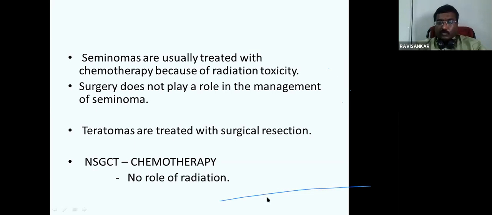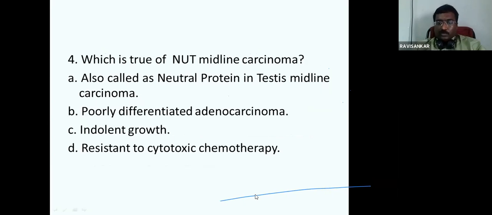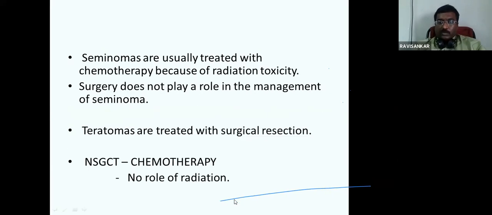Can someone remove this line? I think someone has scribbled here. I'm not able to. Who had scribbled? Can someone delete this blue line?